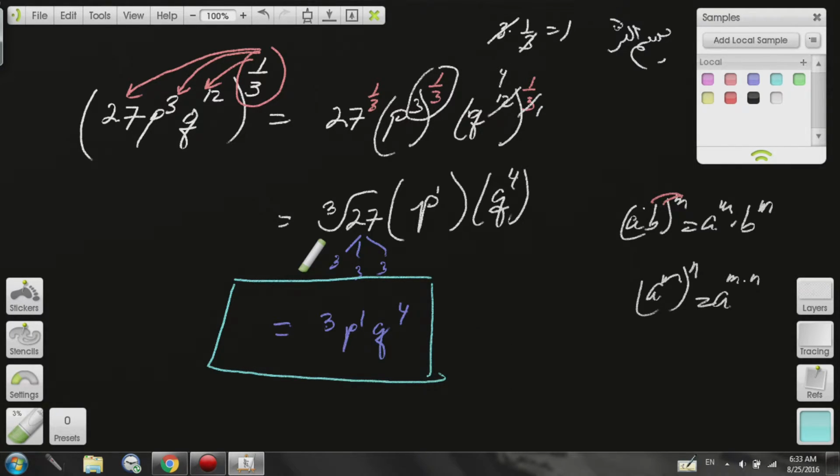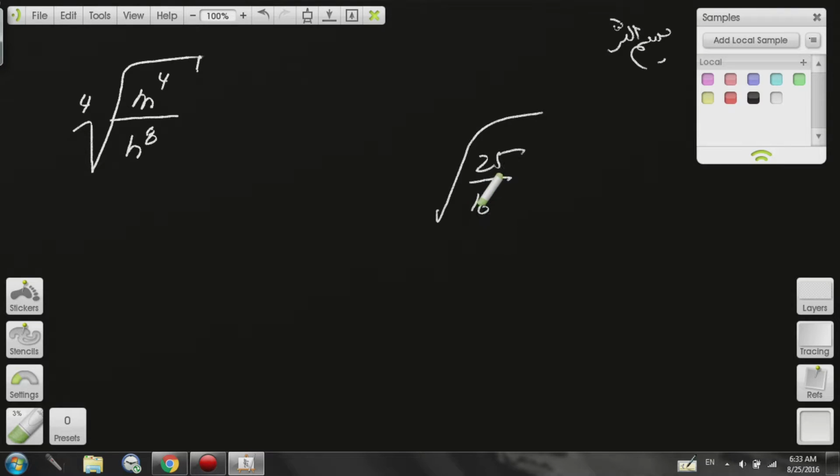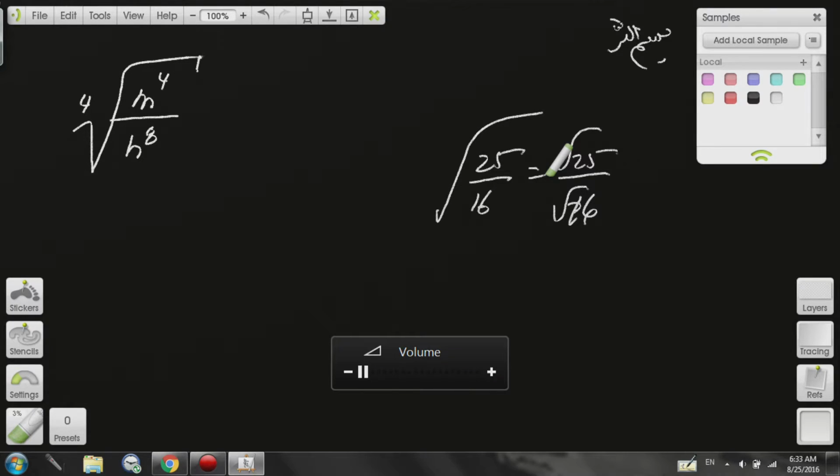Alright, let's do another example. m to the 4th over n to the 8th, and you're taking the 4th root of all of this. If you had the square root of 25 over 16, you could do the square root of 25 over the square root of 16. We're going to do the same thing over here.